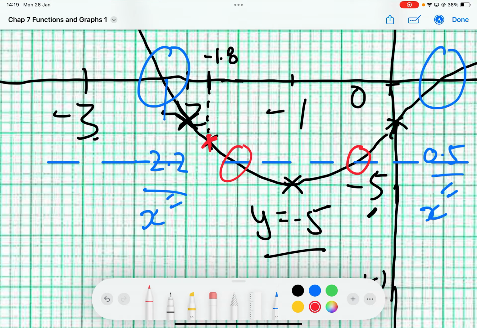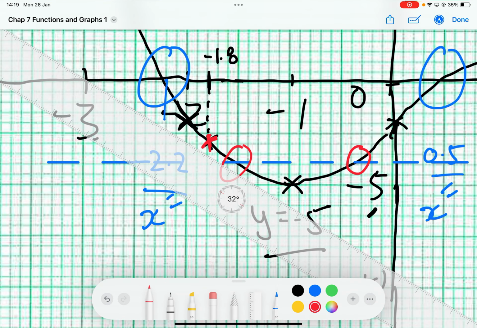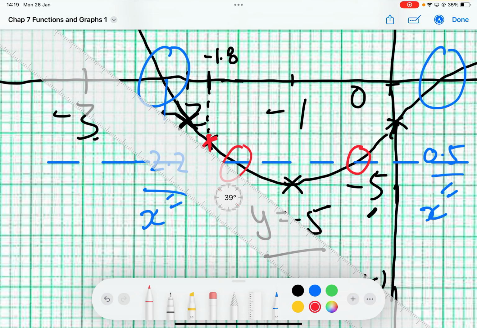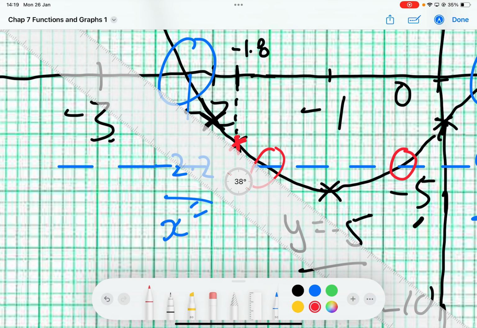Okay, so I must put my ruler at this point. Make sure it only touches one point, not too clockwise, not too anti-clockwise. Like that. Okay? Then I draw a line.